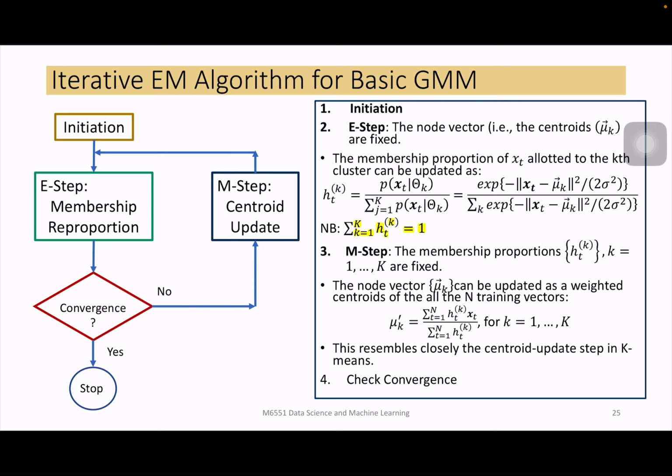This is closely related to the update in k-means, then you check for convergence. You initialize, you do the E step first, which is the estimation, and then you see whether it converges. If not, then you go to the maximization and then estimation again, and if it converges, then you stop. So basically, this is the whole idea of the iteration of an EM algorithm.